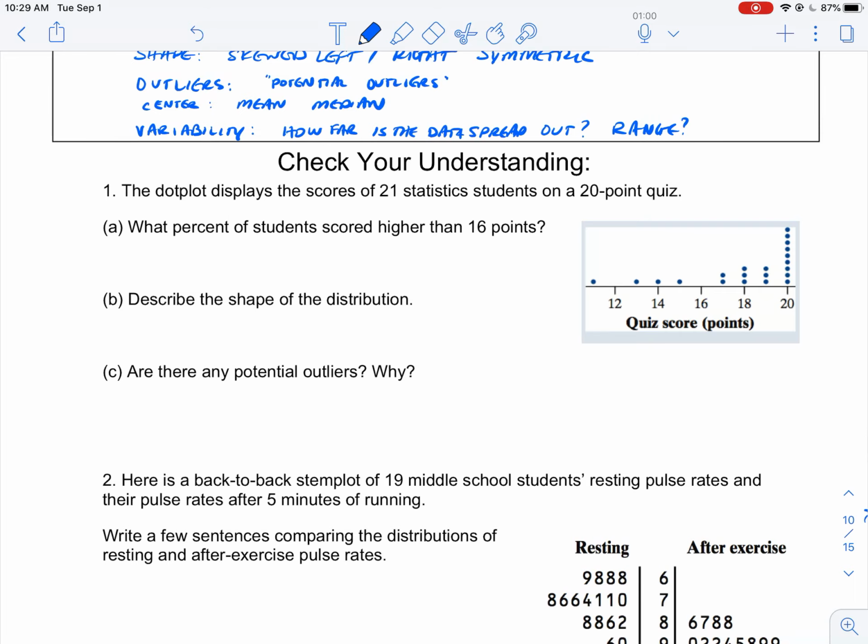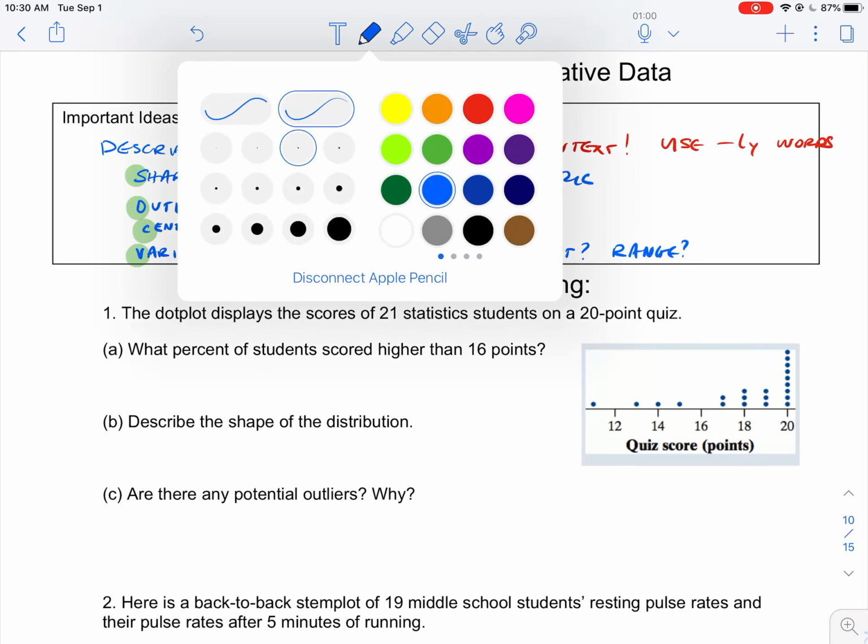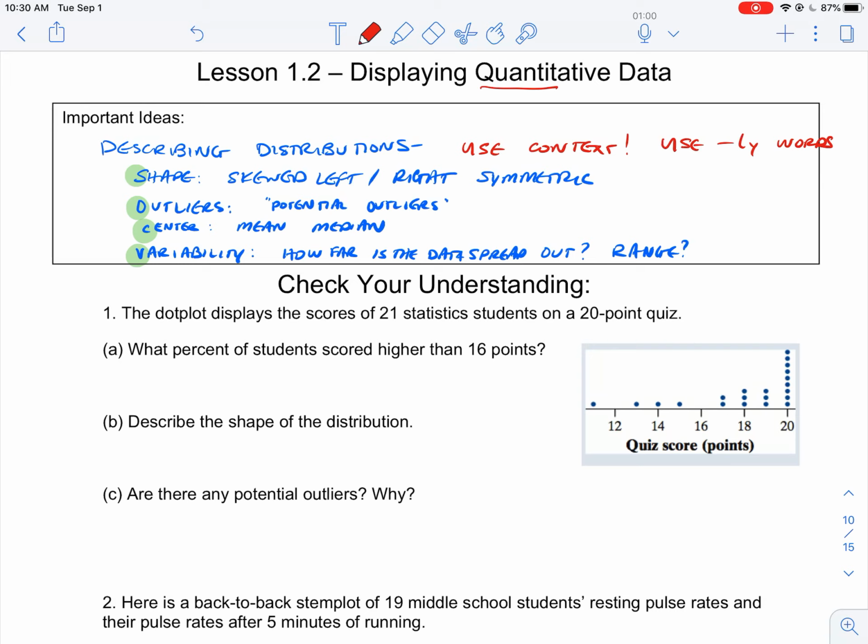Let's look at a data display here. We're going to answer some questions about the distribution. We're going to look at this first part of the check your understanding. And the second part of the check your understanding, we're actually going to write up a description using this, what I'm going to call the SOCV, and it comes from shape, outlier, center, variability. And that general outline of what we want to include in a description of a data display is going to be something that we need to remember. So SOCV, shape, outlier, center, and variability.